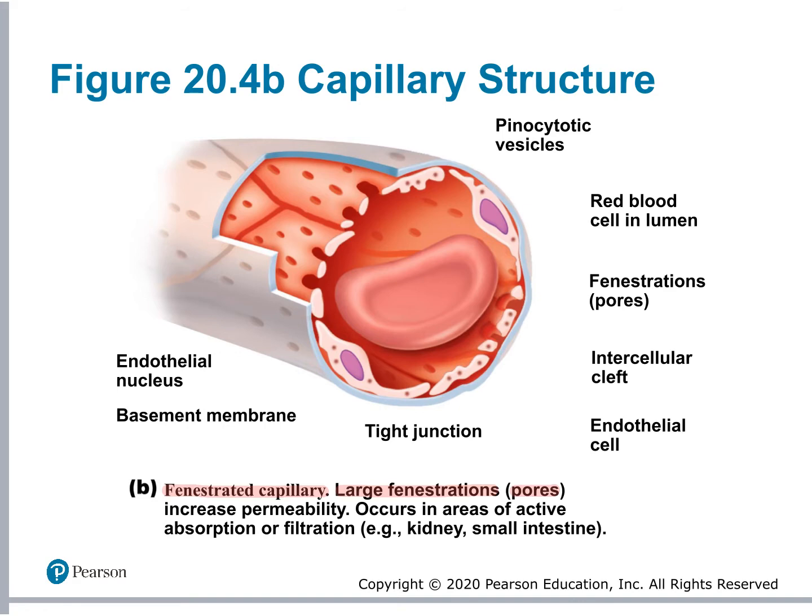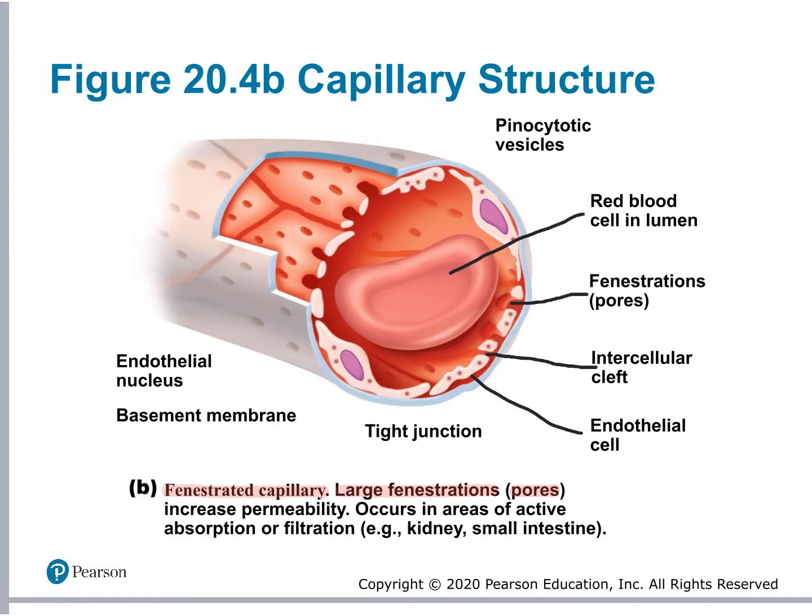Let's go ahead and label this one. So we're not going to worry about the pinocytic vesicles. The red blood cell in the lumen, I'll go ahead and point to that. It is right there. Then the fenestrations, right there, the holes, the windows inside of the cell. Intercellular cleft is right there. That is the gap in between cells. Endothelial cell, I'll go ahead and point to it, and it is right there.